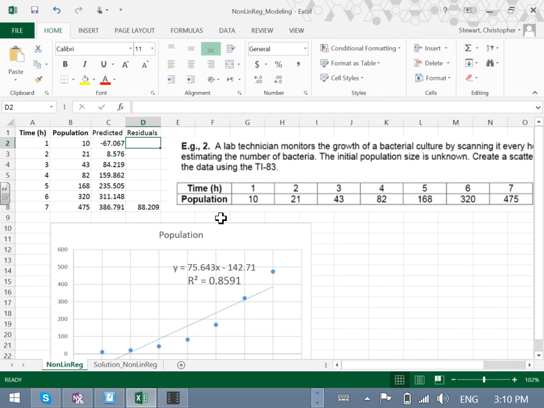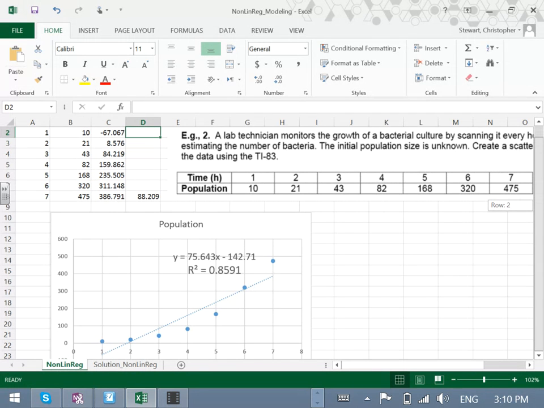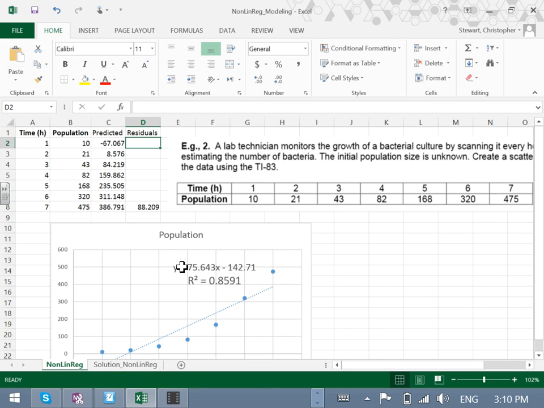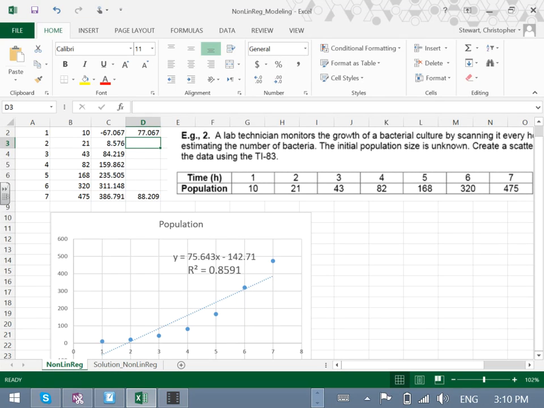For instance, this one up here, the predicted value is negative, so the residual, take a look at the graph, should be positive. So we're going to take the actual value, so equals the actual population value minus the predicted value, 77.0767. And that makes sense as it is a positive residual.